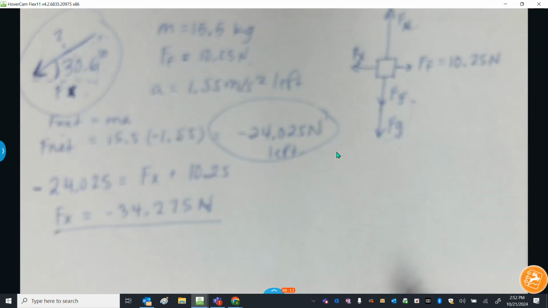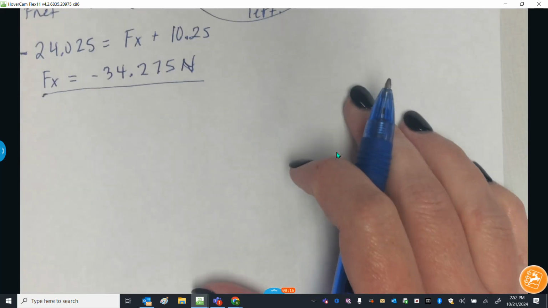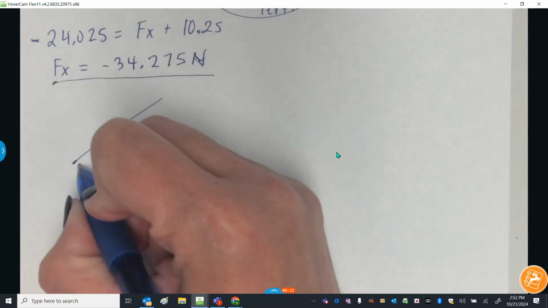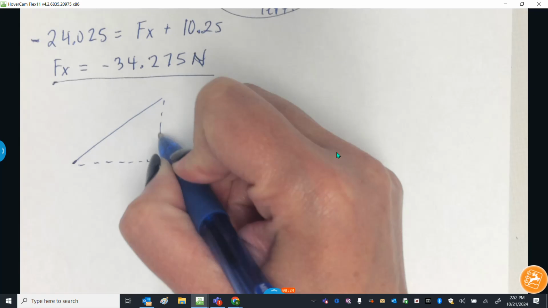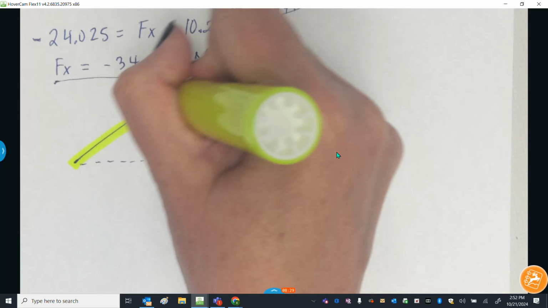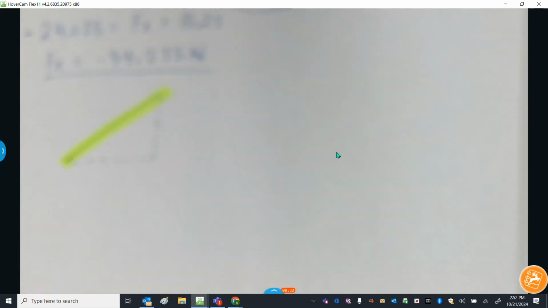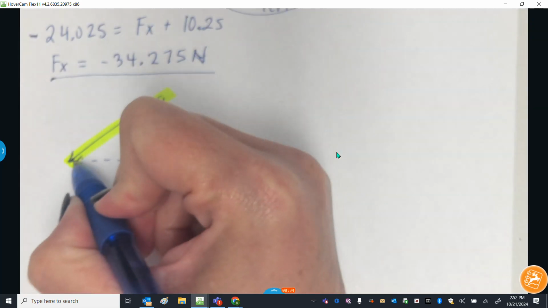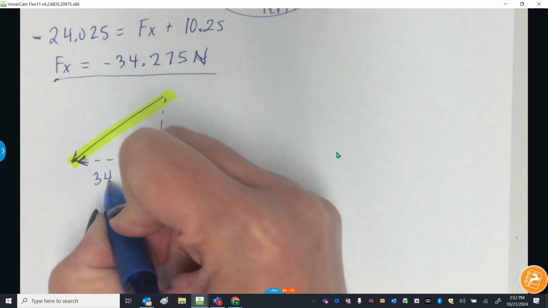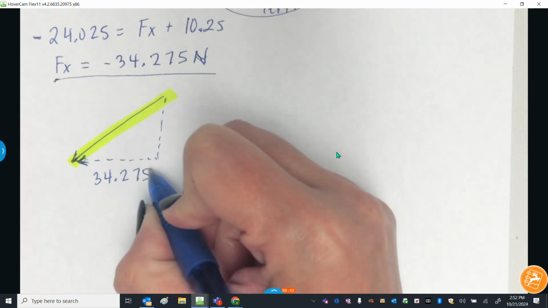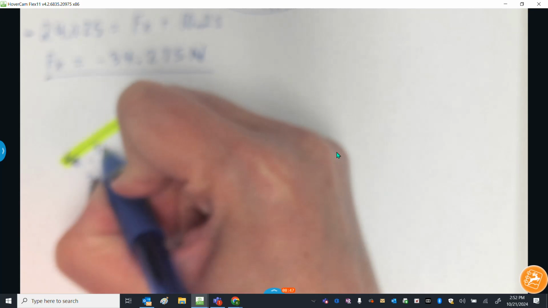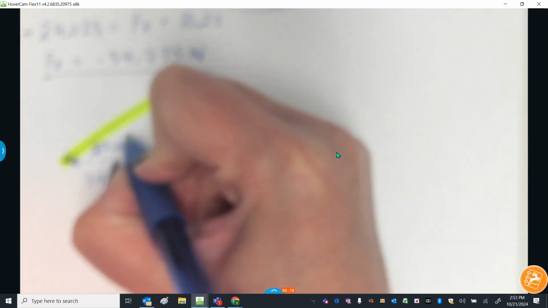I'm going to redraw this triangle down here so that we have more space to actually write. But we're going to have our component, or rather our applied force. Again, this is what we're solving for right here. And we know that this component of it, this horizontal piece of it, is what we just found, 34.275 newtons. Again, it's negative because it's to the left. If you want to add the negative on, you can. And I know this angle is 30.6 degrees.